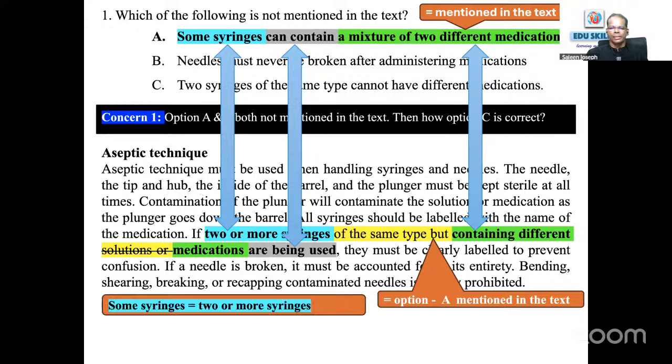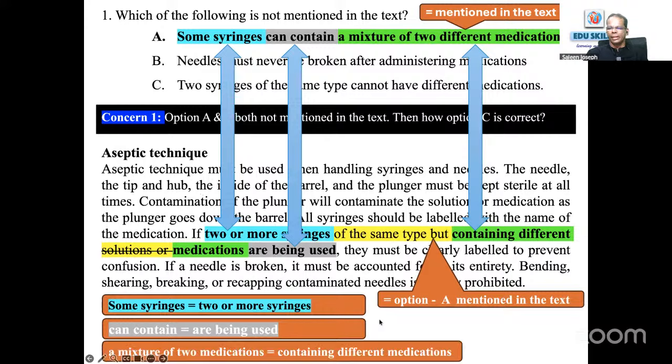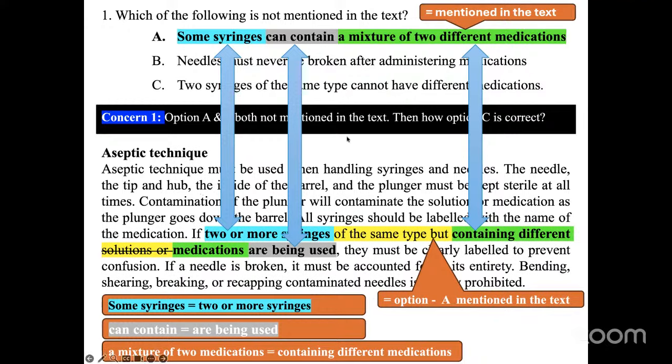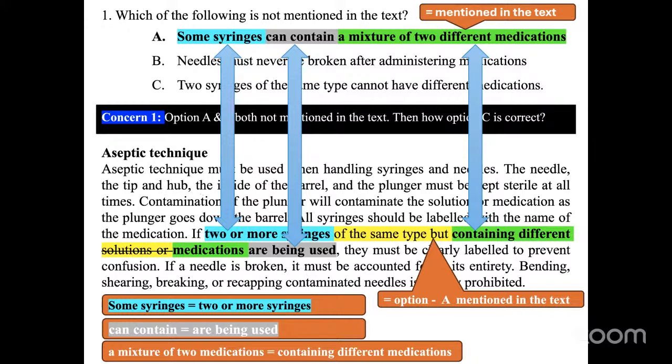See, some syringes, two or more syringes, then can contain, are being used, and a mixture of two different medications containing different solutions or medications. These are the synonymous expressions. So A is mentioned in the paragraph. And you have only two things now, right? A or C, you have to decide. If A is mentioned, then you need not see anything else. C must be the answer.